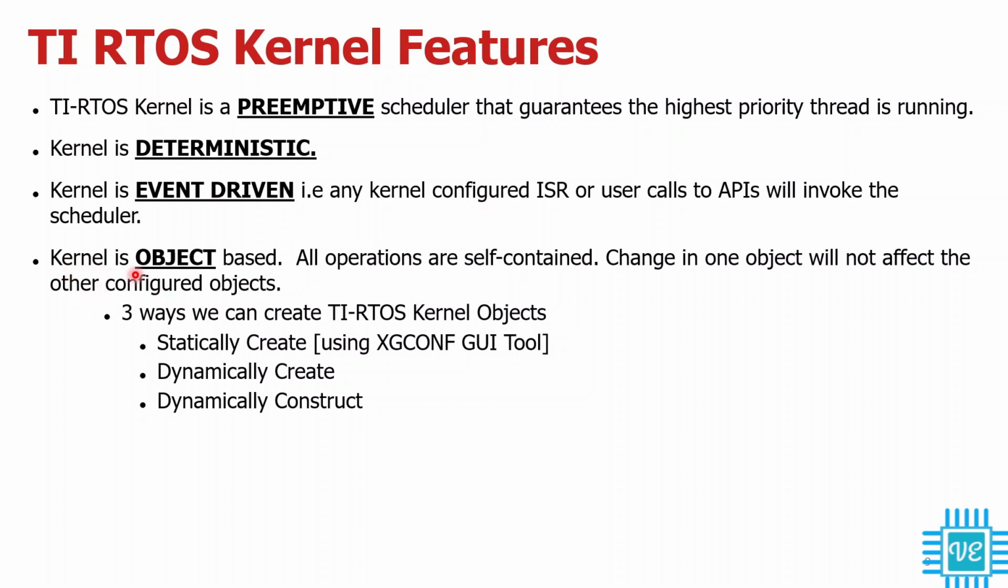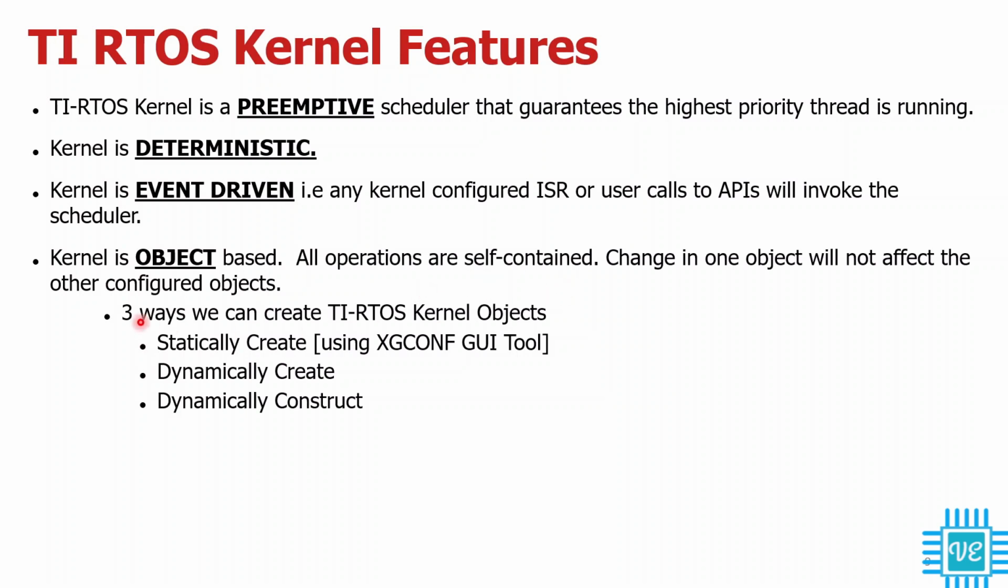And the last one is that the kernel is object based. All the operations are self-contained, so a change in one object will not affect the other configured objects. That means TI-RTOS provides the API calls based on the object. Whenever you want to create a task, you need to create a task object for the particular task, and then you create the task. Similarly for semaphores, you create an object and use that object to define some parameters of a semaphore. The task object will not affect the semaphore objects. That is what we mean by all operations being self-contained.